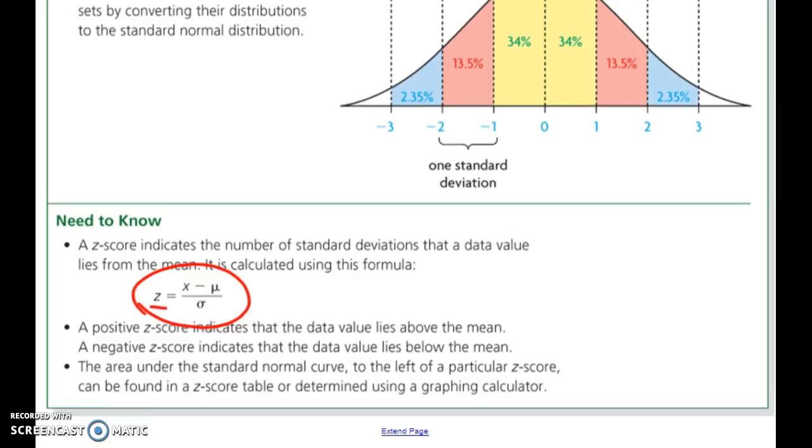So they're saying the z-score is equal to the value subtract the average, divided by the standard deviation. So if you have these values, you'll be able to find the z-score. The z-score indicates the number of standard deviations that a data value lies from the mean. So if you're looking for the z-score, you're finding the value, how far you are from the average.